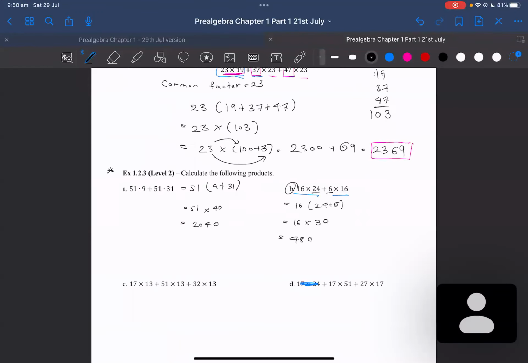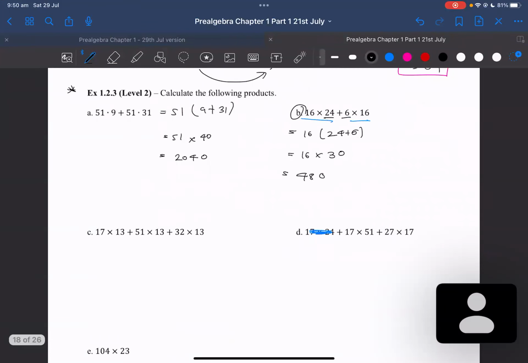Wait, I got a question for part D. Part D, yep. So when you're timesing it, I got like 102 when I added it. So do I take the 2 out? Split it up again, just to distribute. Yeah. Yep. Exactly.